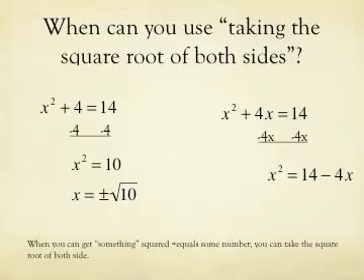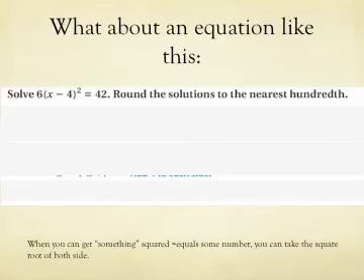So in general, if you can get an equation to the point where on the left-hand side you have some quantity squared is equal to a number, not a combination of numbers and variables, that's a good time to take the square root of both sides. Let's work through an example problem.